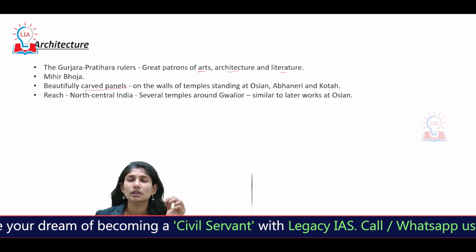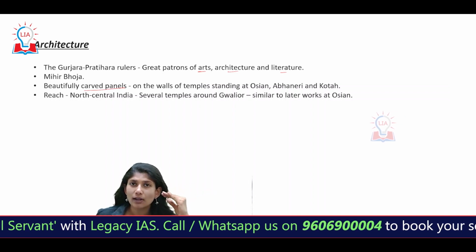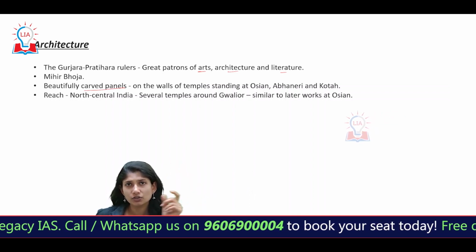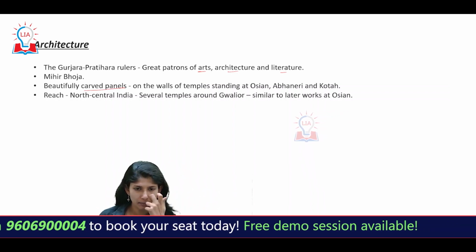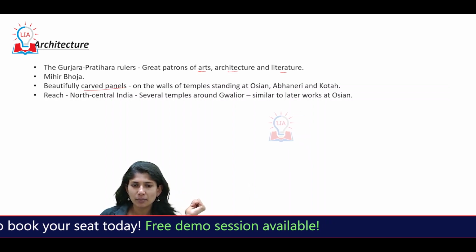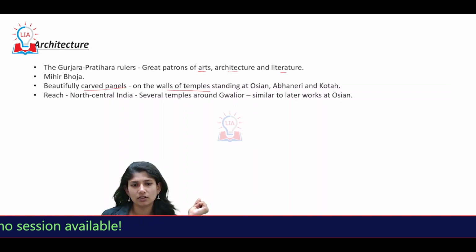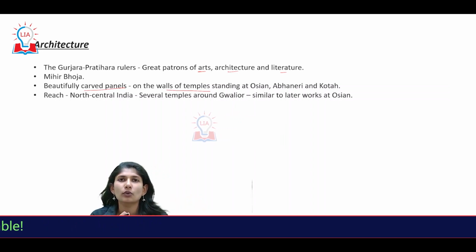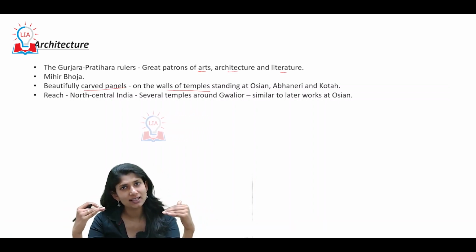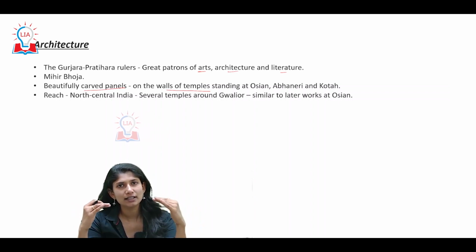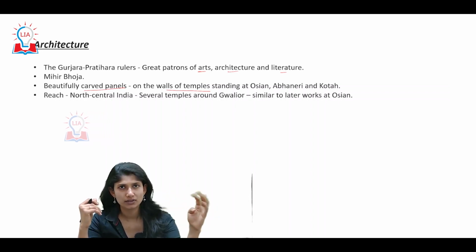For example, the concept of the Purna Kalash. The Purna Kalash was added to all the temple architecture so that it would add to the height of the temple. So these are the commonalities we see with respect to the Pratiharas. Look at this: carved panels on the walls of temples at Osian, Abhaneri, Kotah. During the period of political campaigns and expansion, we also see the expansion of art and architecture, expanding northwards and westwards.